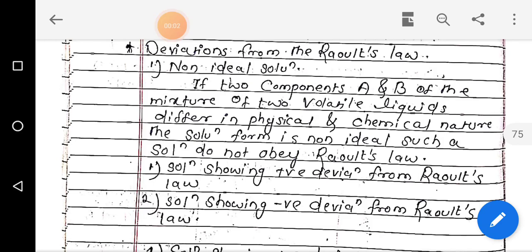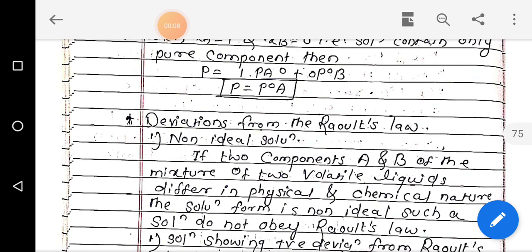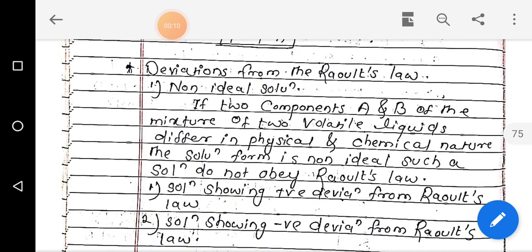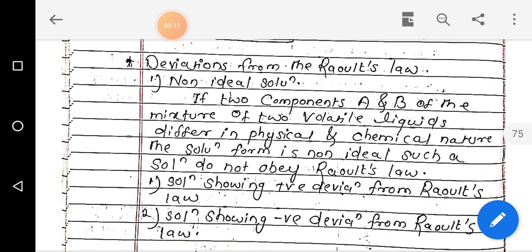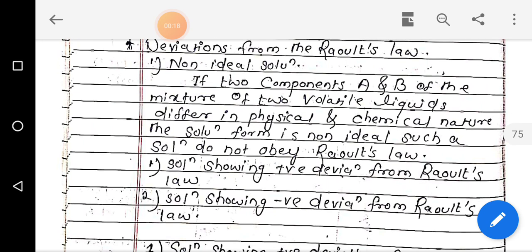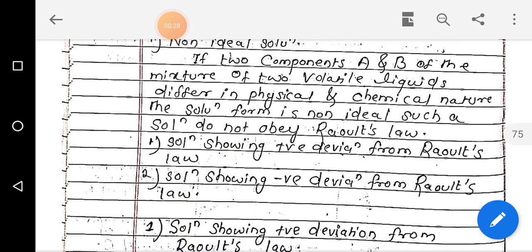Good morning, students. Today's topic is the deviation from Raoult's law, and this is all about non-ideal solutions. If the two components, consider A and B, of a mixture of two volatile liquids differ in their physical and chemical natures, the solution formed is non-ideal, and such solutions do not obey Raoult's law.